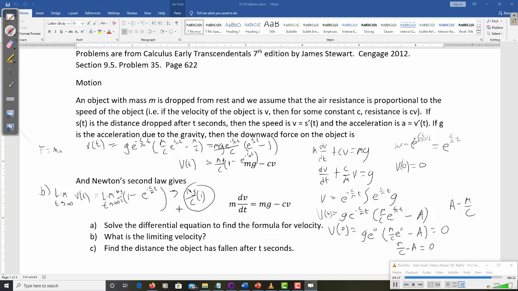So if you're looking at a 300-gram object times acceleration due to gravity, you'd have to do unit conversions, divided by the constant. The constant is based on the air resistance, and it's usually based on whatever medium you're in. Like in water, there's a different constant than in air. Part C: find the distance the object has fallen after t seconds. Alright, now that we've got velocity, we need to find position. Let me give myself a little bit more room here.